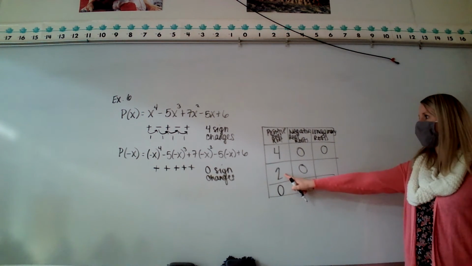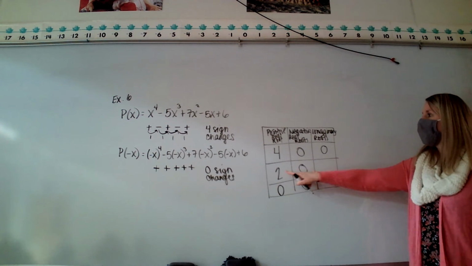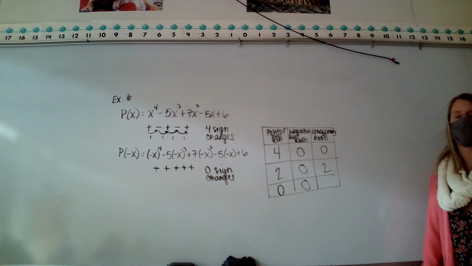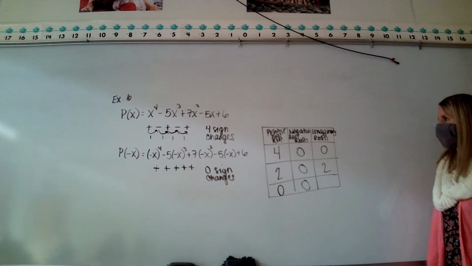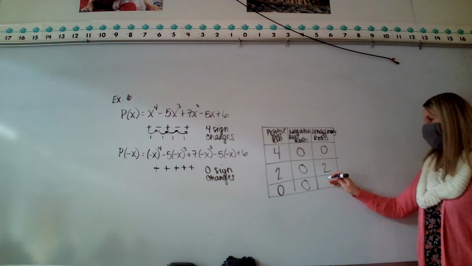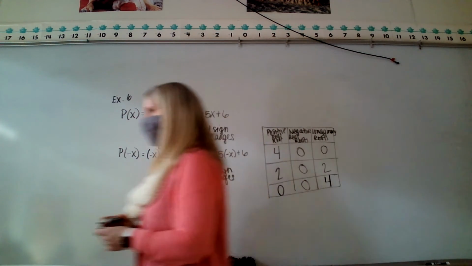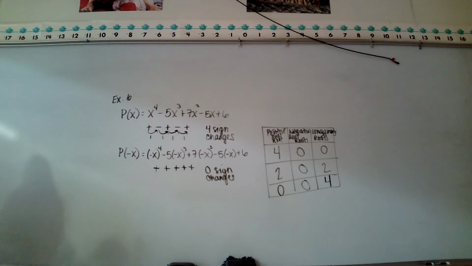If I have 2 positive real roots with no negative roots, that means 2 of the other ones would have to be imaginary. And if I have none and none, that means in this case, I would have 4 imaginary roots. And that's just going back to saying if something's a 4th degree, there's 4 roots. And if something's not positive or negative, that means it has to be imaginary. So the first one in the box was 0 because the 4 was taken care of by the positive.